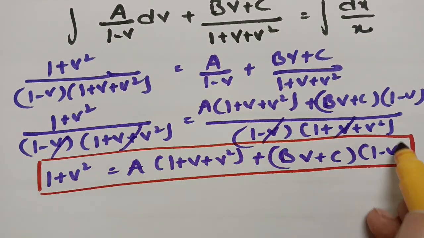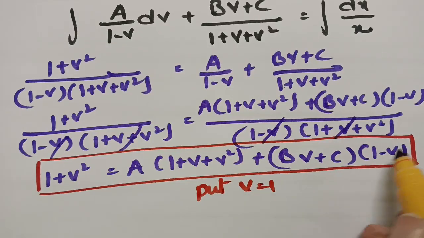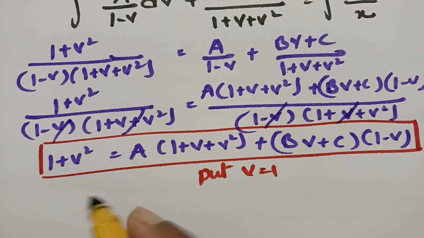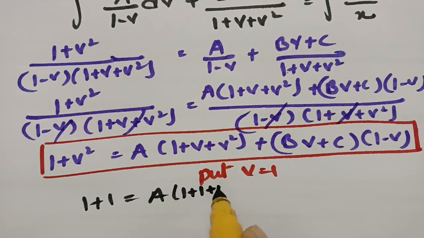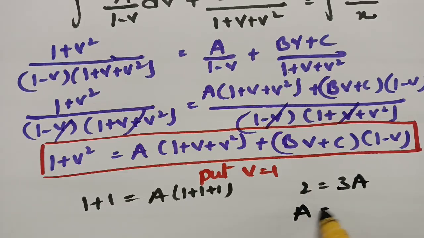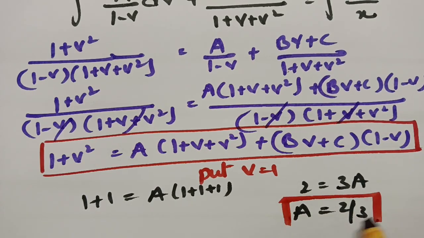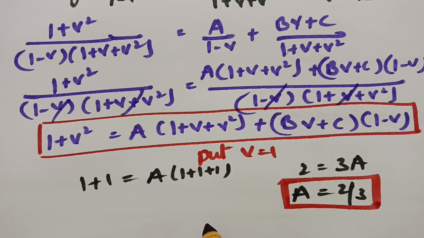In this equation, if I put v equal to 1, the whole thing will become 0 and we will get the value of A. So if I put v equal to 1, this will be 1 plus 1 is equal to A times (1 plus 1 plus 1). So 2 is equal to 3A, so the value of A is 2 by 3. So I got the value of A as 2 by 3. Clear?